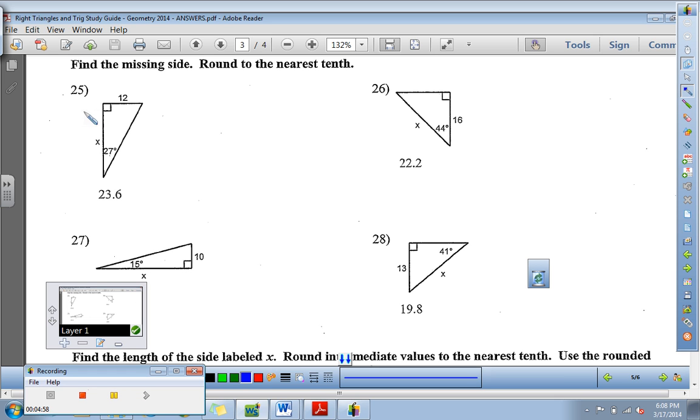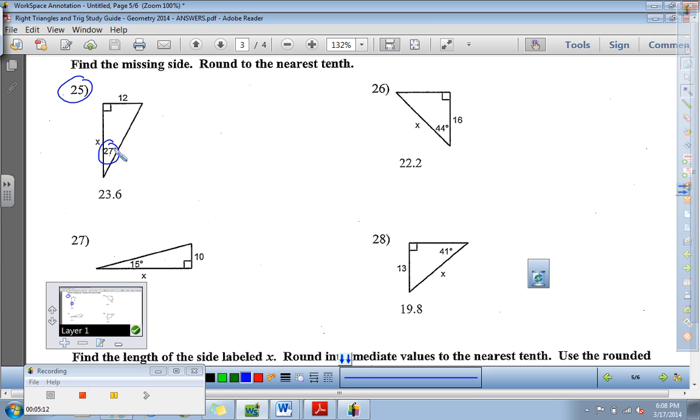Okay, on these 25 to 28, they're right triangles. So you're going to use trig to solve for the missing side. All of these have missing sides. We'll look at number 25 first. Let's see. We're given this angle of 27, and I want to find x.